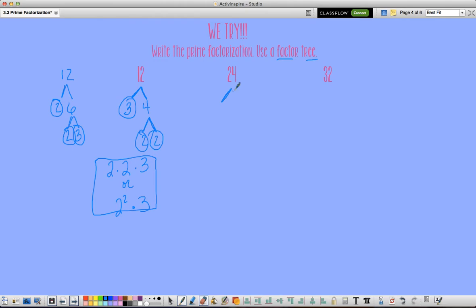So with 24, I'm going to break it down into, let's see, let's do 12 times, no, I'm not going to do 12 times 2 because I know that this one's going to break down quite a bit and I don't want to start with a prime right off the bat if I don't have to. So let's do 6 and 4. I know 6 isn't prime, but it breaks down into 3 times 2, which both are prime. And I know that 4 breaks down to 2 times 2. So I end up with 2 times 2 times 2 times 3, which is 2 cubed times 3.